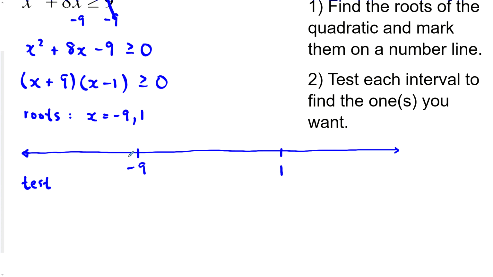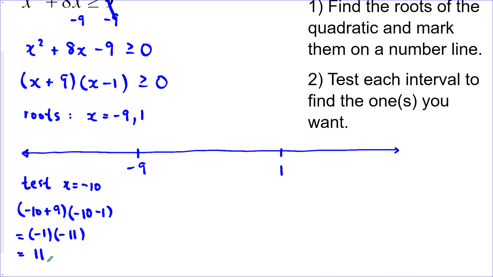So we want to just pick a value for x, pick a value that's easy to work with. In this case, we could go for -247, but let's just go for -10. Put -10 in our factored form here. I think it'll be easier to work with. -10 minus 1, and let's just see what we get. -10 plus 9 is -1, -11. So this turns out to be +11.